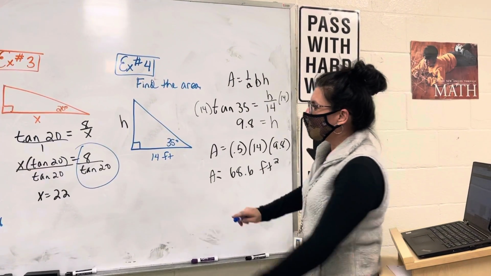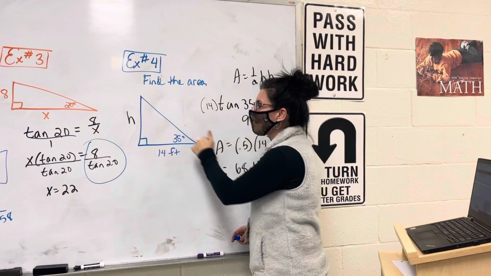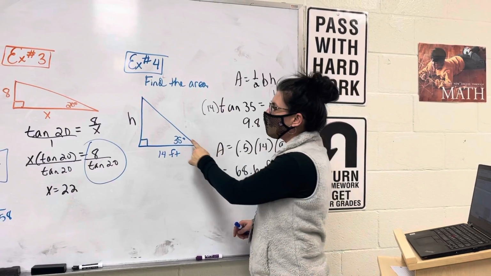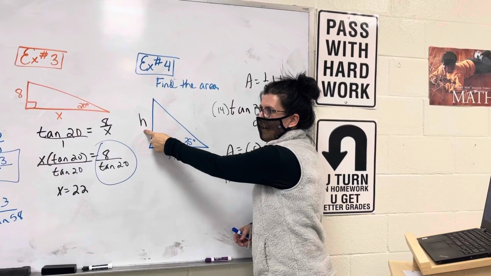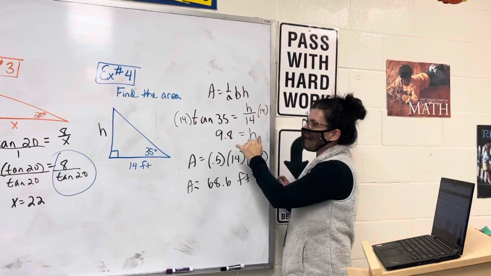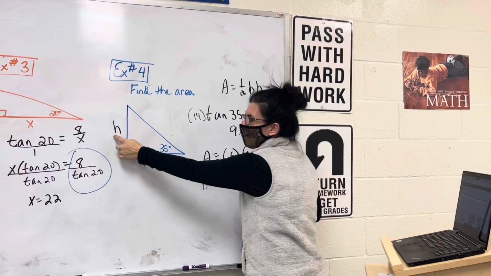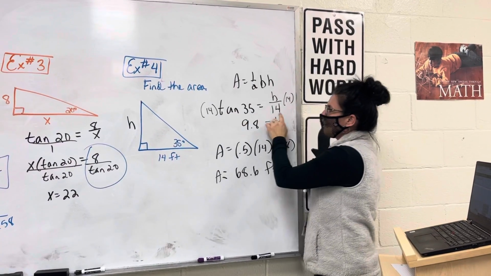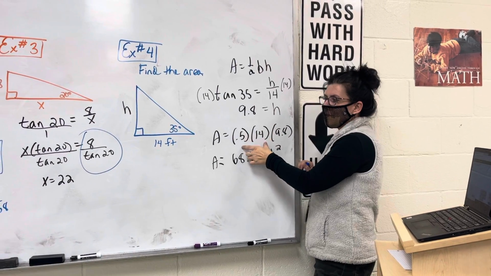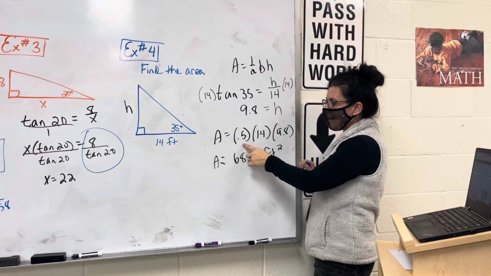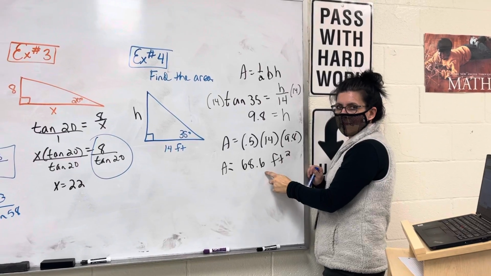Finding the area, we don't know the height, so we're going to use our tangent ratio to find that height so that we can find the area of the triangle. We have to know the base and the height. So again, I use that same idea, tangent of 35, opposite over adjacent. And when I solved that, I got a height of 9.8. Then I can plug it into my formula, 1/2 times the base times the height, and this is the area.